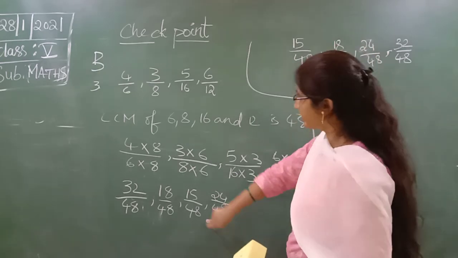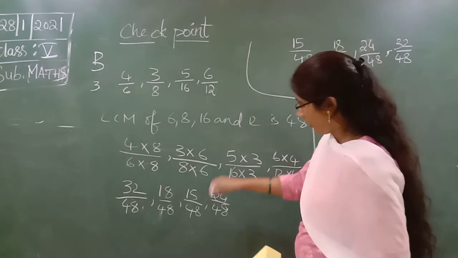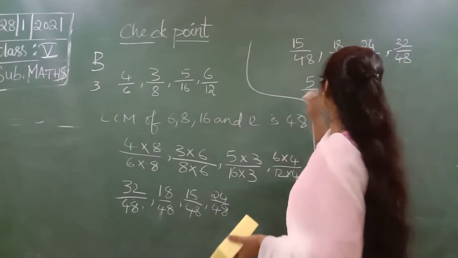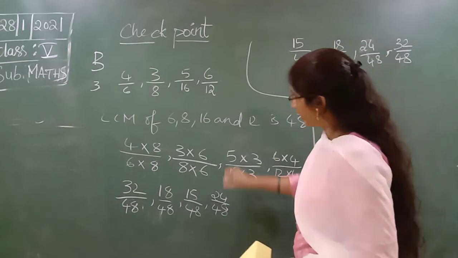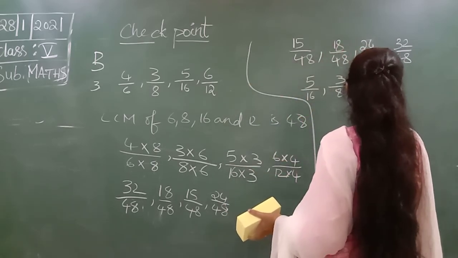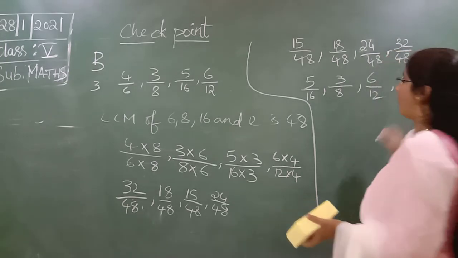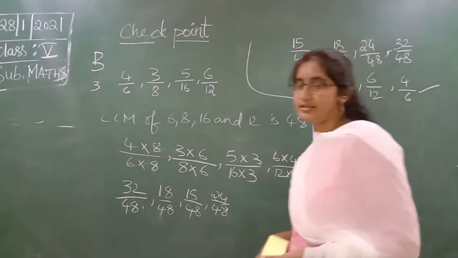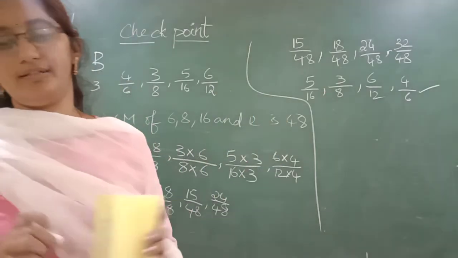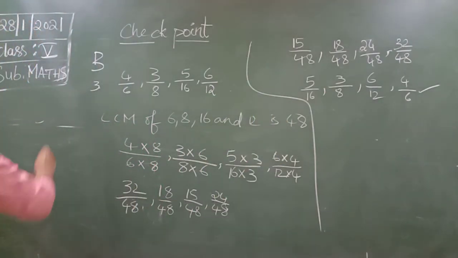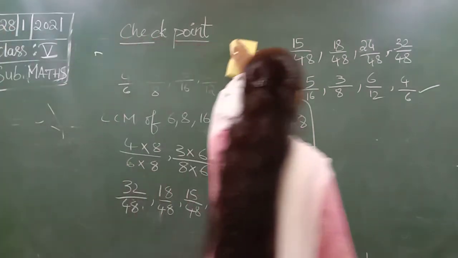Now go back to the original fractions. 15 by 48 is 5 by 16. Next, 18 by 48 is 3 by 8. 24 by 48 is 6 by 12. And 32 by 48 is 4 by 6. This is the ascending order of the given fractions. Now do the descending order, that is decreasing order.